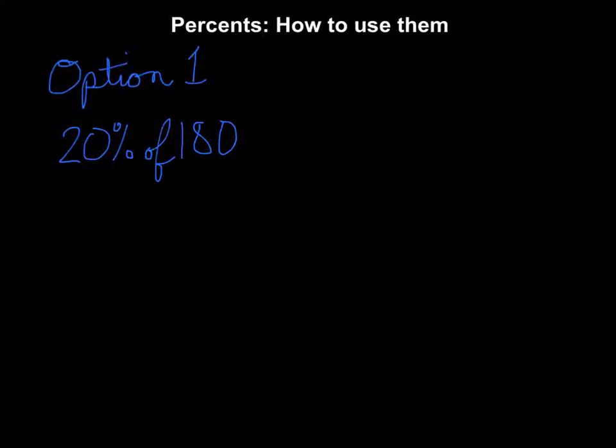Now there are two things we need to take care of here. We need to take care of the "of", and we need to take care of the percent. So in my class, option 1 means we're going to take care of this "of" first. So 20% of 180 means 20% times 180. So we're going to go ahead and take care of that multiplication first. So we need to figure out what 180 times 20 is.